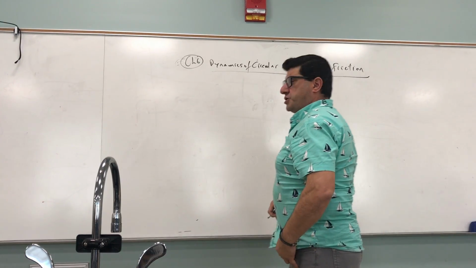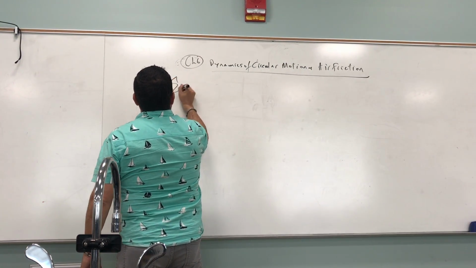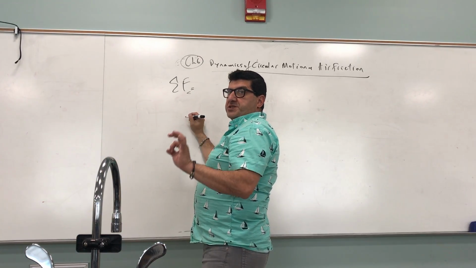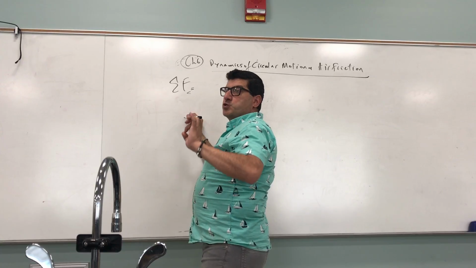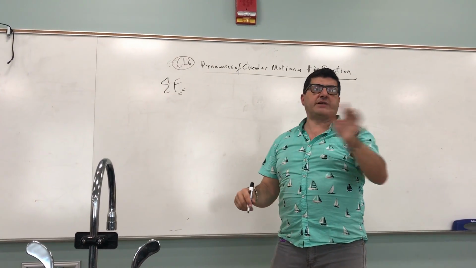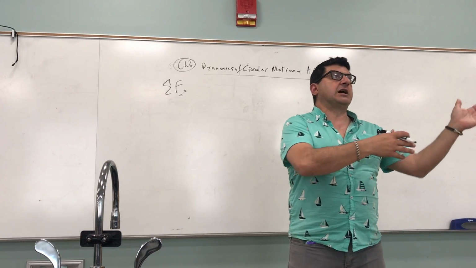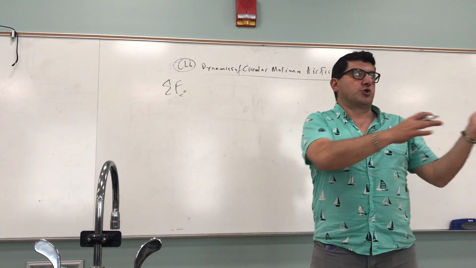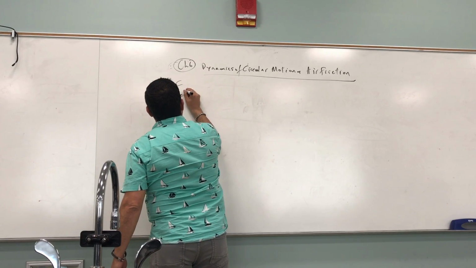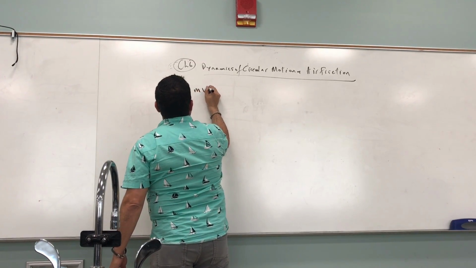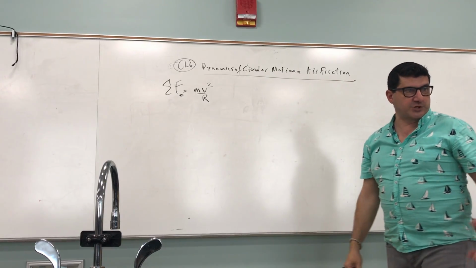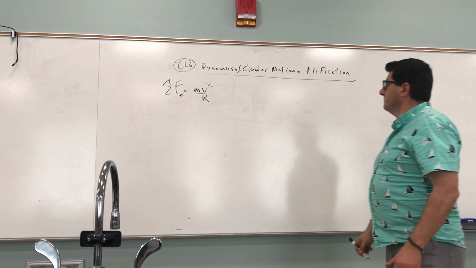So dynamics of circular motion, you're still applying Newton's laws, but you're particularly focused on forces that cause the object to go in a circle. Whereas the forces in chapter 5 are for objects going up and down the incline or in the horizontal direction. So this is called centripetal. The sum of the forces centripetal is equal to mv squared over r, because the centripetal acceleration is v squared over r, right?